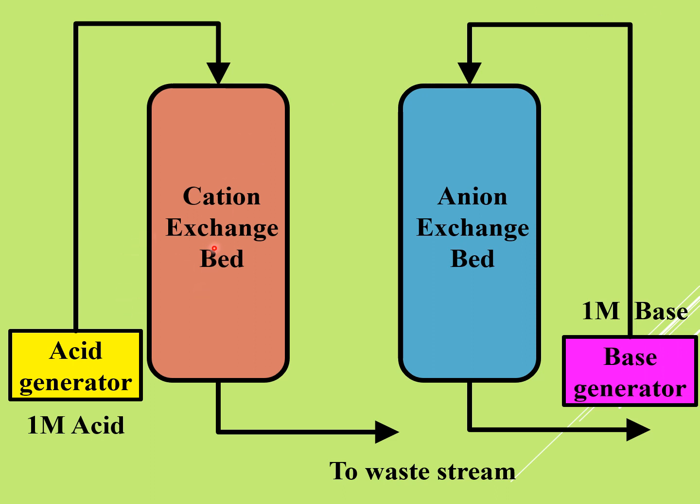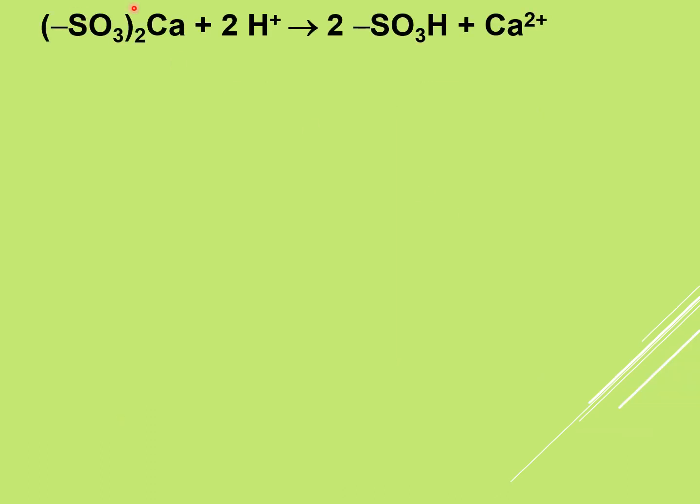The cation exchange resin is regenerated by adding 1 molar acid solution. Hydrochloric acid is used. And the anion exchange resin can be regenerated by passing 1 molar base, sodium hydroxide solution, through it. So this acid will pass through this cation exchange resin, and it will come out and go to the waste stream. Similarly, the base. So what are the reactions happening when you are passing the acid and the base through this resin?